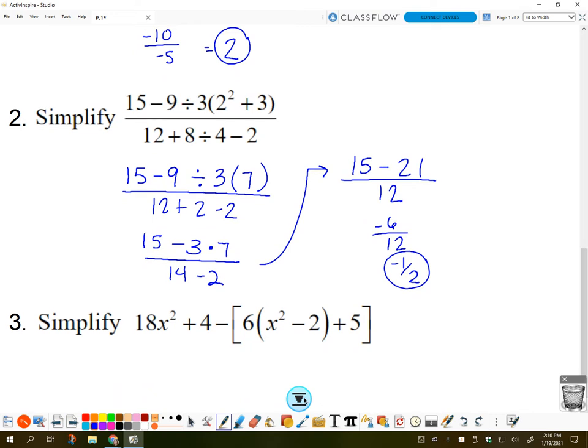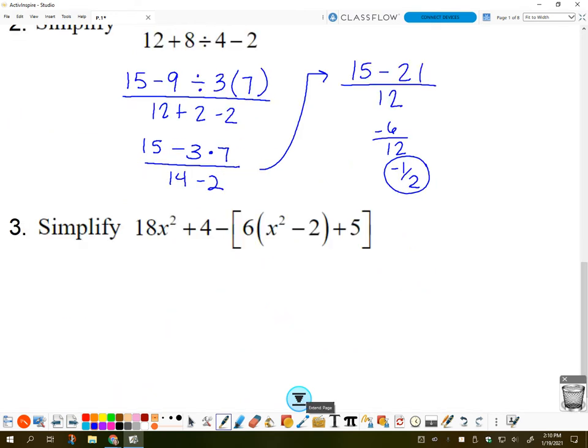All right, number 3. We're going to simplify. This time we have variables, but we aren't told what they're worth. So all we can do is simplify to a simpler expression. We won't get a single number as our answer.